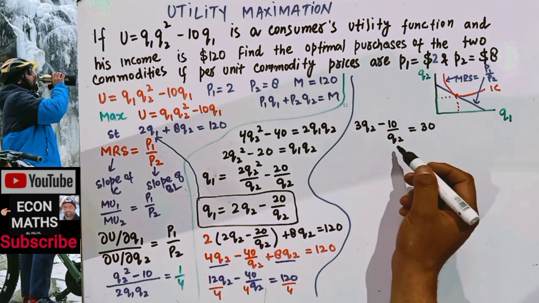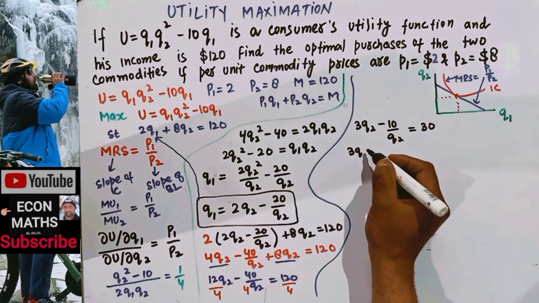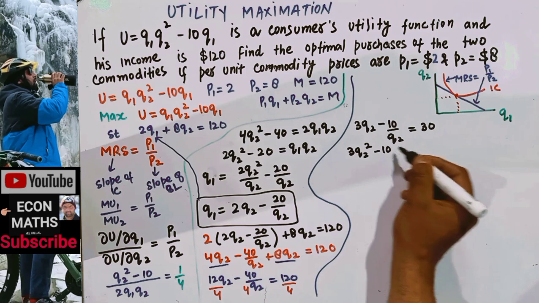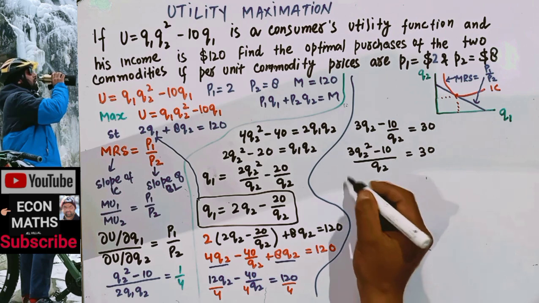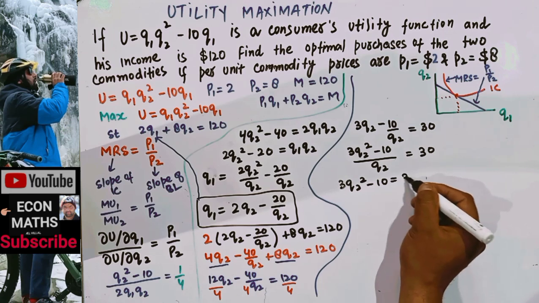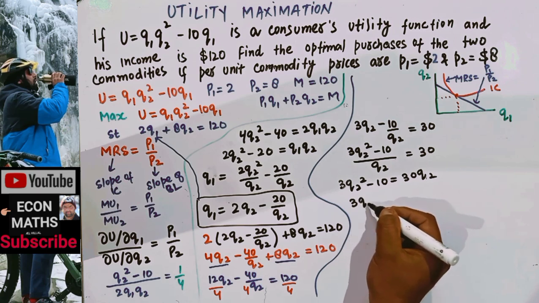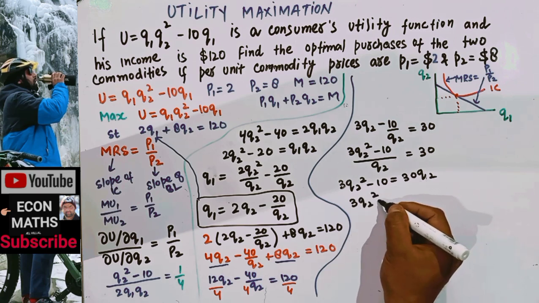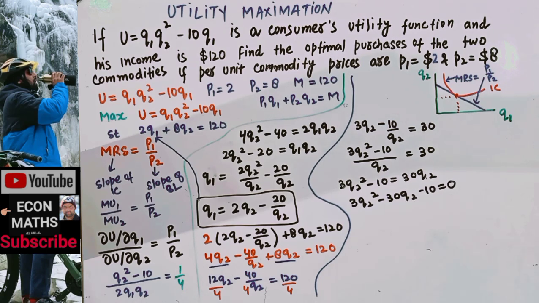Okay, so multiplying this with this stuff, so 3 q2 square minus 10 divided by q2 is equal to 30. So this becomes 3 q2 square minus 10 is equal to 30 q2, or we can write it in this fashion: 3 q2 square, transposing it here, minus 30 q2 minus 10 is equal to 0. Okay, so this is actually a quadratic equation. We can use the quadratic formula to find the value of q2.